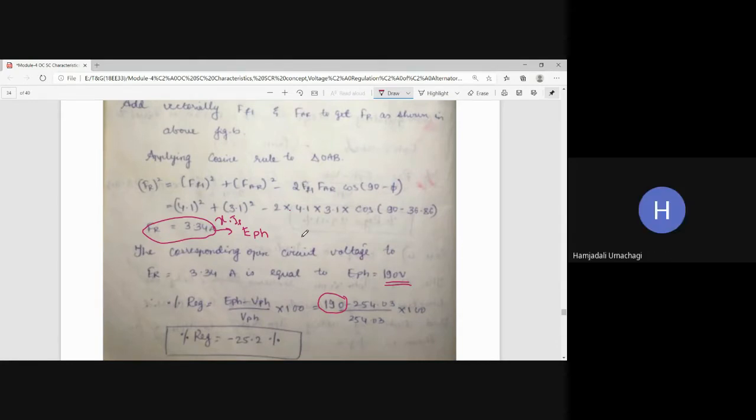If regulation is more, efficiency will be less, because regulation indicates the drop in the voltage value. If regulation is high, the voltage drop will be high. If the voltage drop is high, then automatically efficiency will be low. Because regulation is the change in voltage from no load to full load, which is nothing but the drop in voltage you are checking here. Is it clear? Yes, sir.